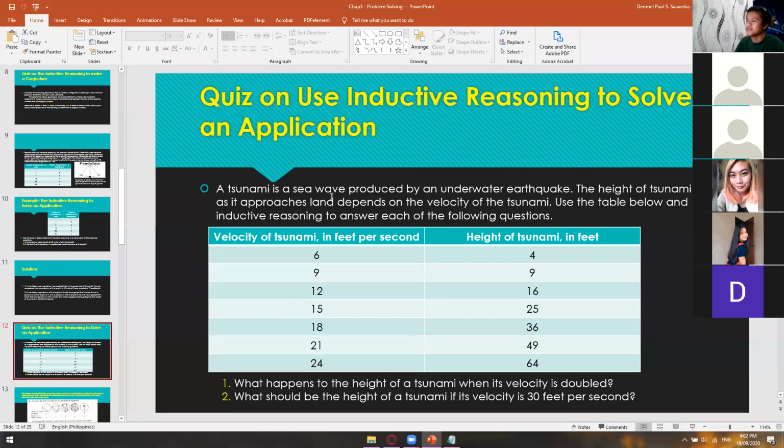Okay, so a tsunami is a sea, blah, blah, blah. So I'll let you guys read that one. And then here are the questions. So bibigyan ka ng 2 minutes to verify kung may hindi kayo maintindihan na part. Gusto nyo ba? So what happens to the height of a tsunami when its velocity is doubled? And then what should be the height of a tsunami if its velocity is 30 feet per second?